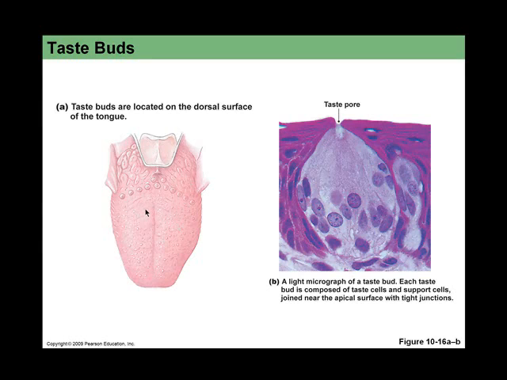But I was surprised that the authors did not show the anatomical distribution of the different tastes, but we'll survive without it. You certainly can find that information easily on your own.